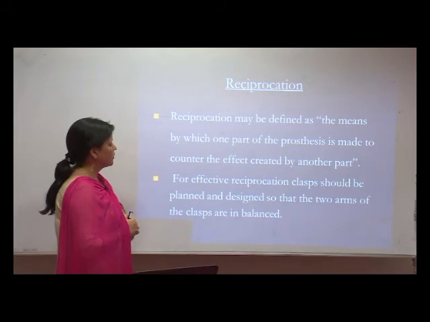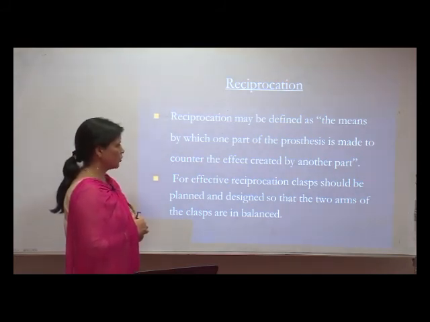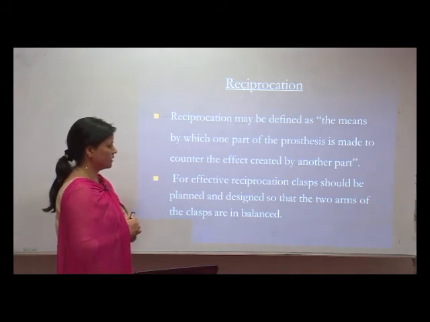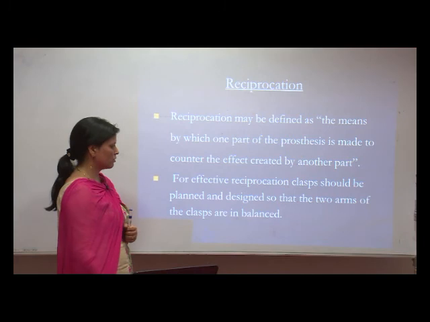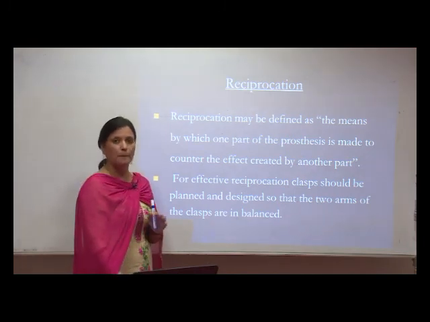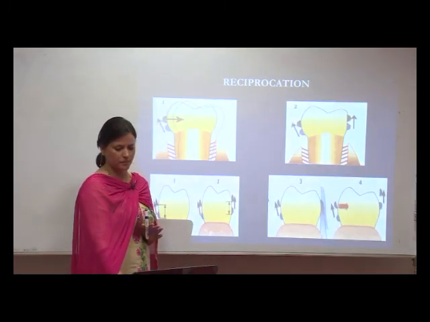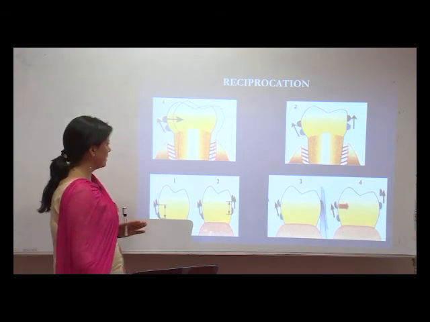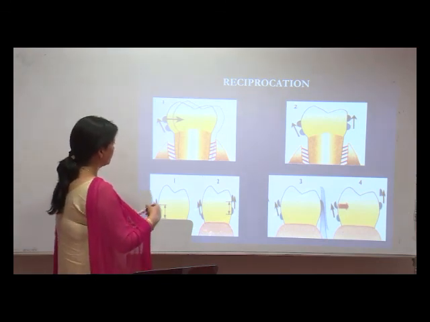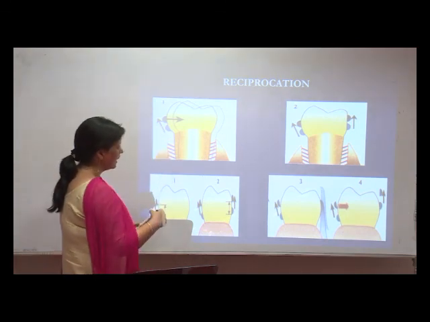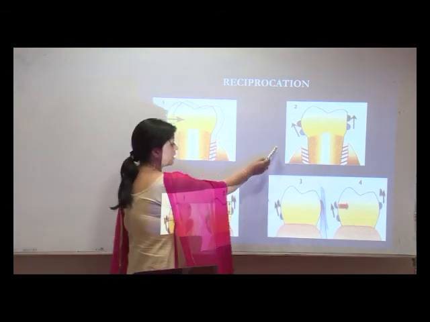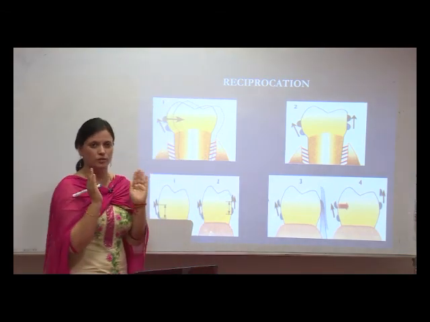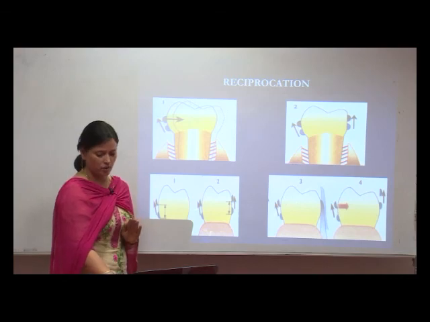Reciprocation. Reciprocation may be defined as the means by which one part of the prosthesis is made to counter the effect created by another part. For effective reciprocation, the clasp should be planned and designed so that the two arms of the clasp are balanced. In this diagram, this is the reciprocal arm and this is the retentive arm, and on both sides, the forces of the retentive arm and reciprocal arm will be balanced on the tooth structure.